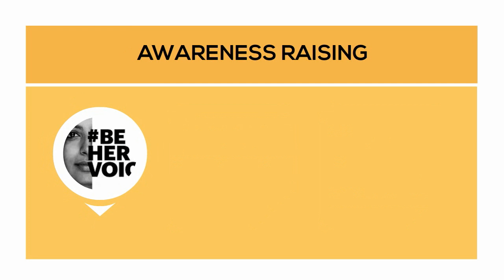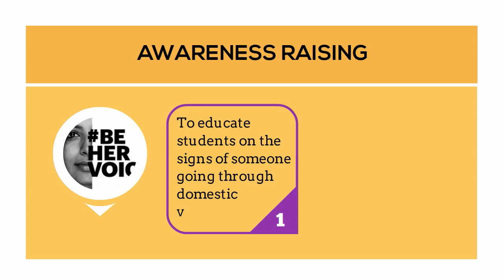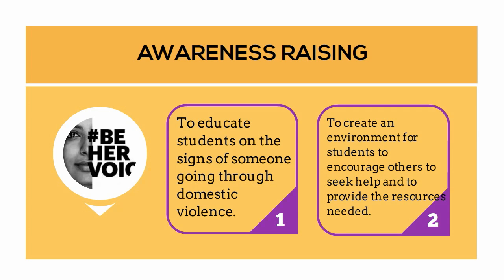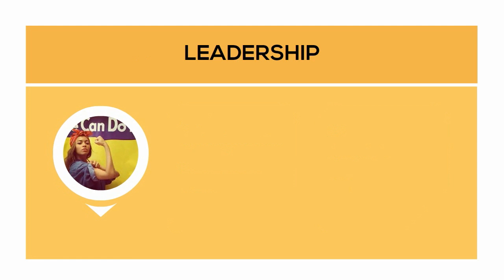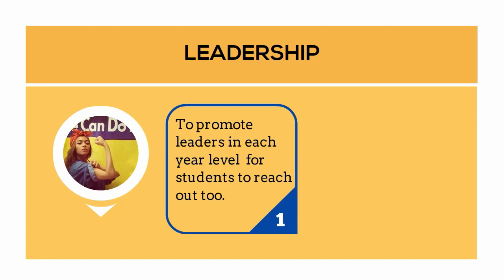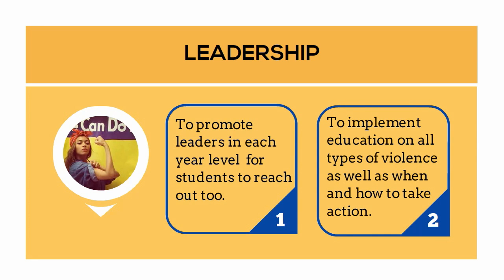Our objectives for awareness raising are to educate students on the signs of someone going through domestic violence, as well as to create an environment for students to encourage others to seek help and to provide the resources needed. Our objectives for leadership are to promote leaders in each year level for students to reach out to, as well as to implement education on all types of violence, as well as when and how to take action.